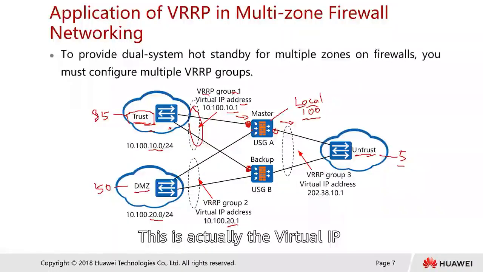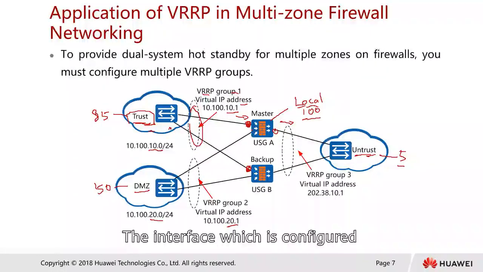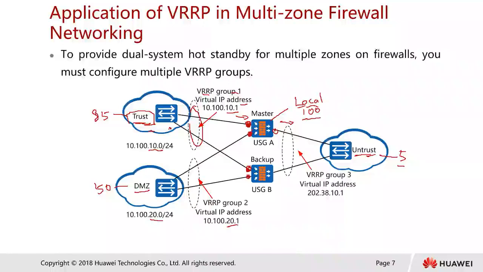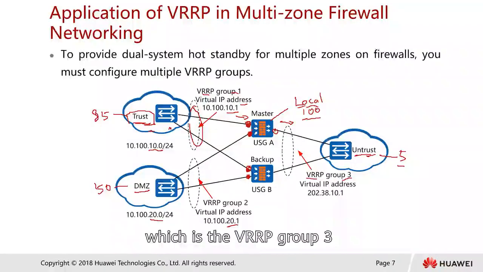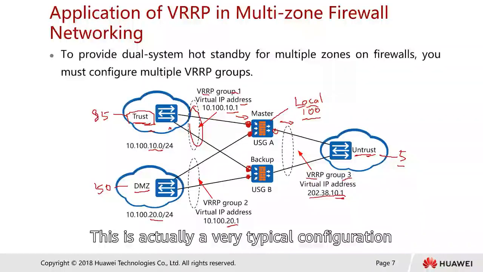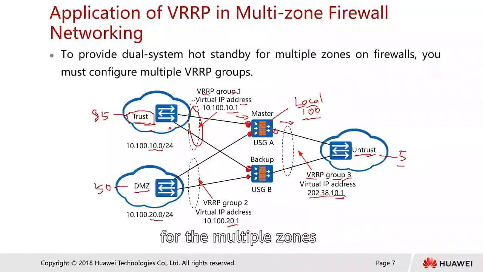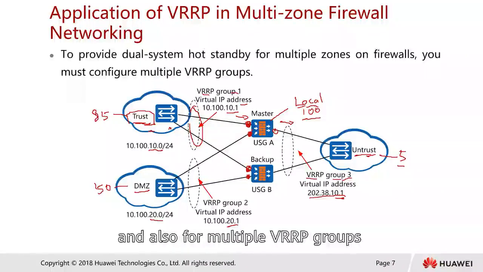This is the virtual IP, and the interface which is configured for the DMZ will be this interface and also this interface. Then don't forget we have the third zone, the third group, which is VRRP group number 3. And what is this? This is the public IP address. Let's assume this is the 20.1, which is the public IP address. This is a very typical configuration for multiple zones and also for multiple VRRP groups.